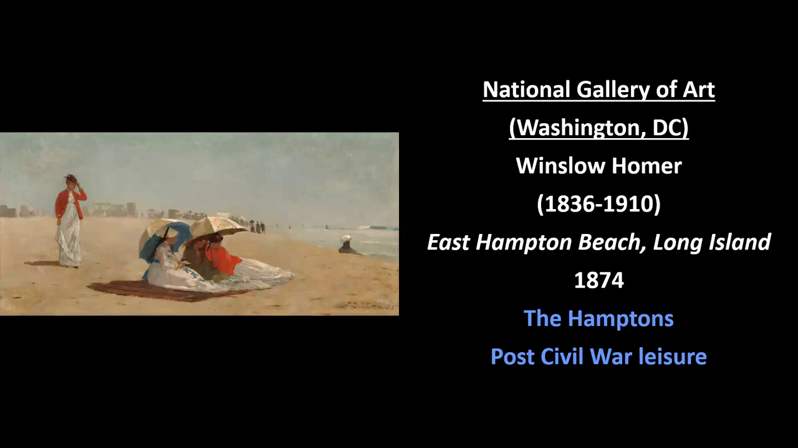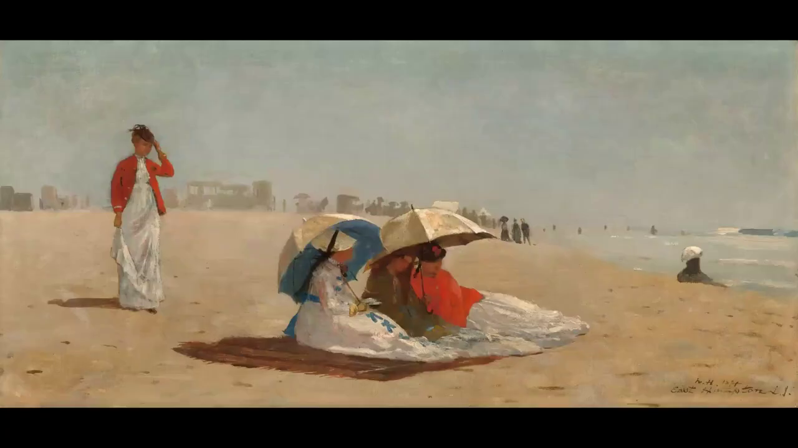This is at the National Gallery of Art in Washington, D.C. This is East Hampton Beach in Long Island, also known as the Hamptons. And again, the focus on post-Civil War leisure. And you can see this is a nice beach scene. So again, really no hint that we just ended the most violent military activity that had taken place in the hemisphere. It's like we've turned the page and kind of focusing on life getting back to normal.